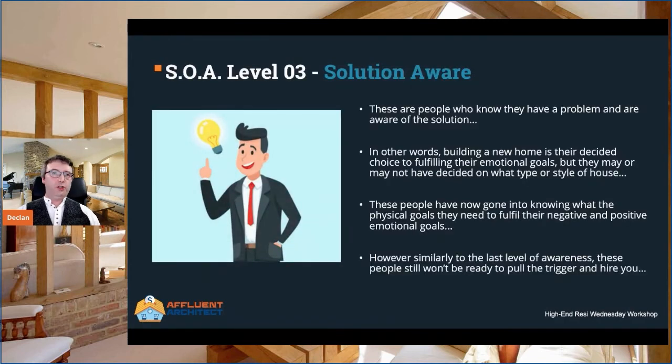Next is solution aware. And as the name suggests, these are people who know they have a problem and are aware of a solution. In other words, building a new home is their decided choice to fulfilling their emotional goals. But they may or may not have decided on what type or style of house. These people have now gone into knowing what the physical goals they need to fulfill their negative and positive emotional goals. However, similarly to the last level of awareness, these people still won't be ready to pull the trigger and get started with their project.